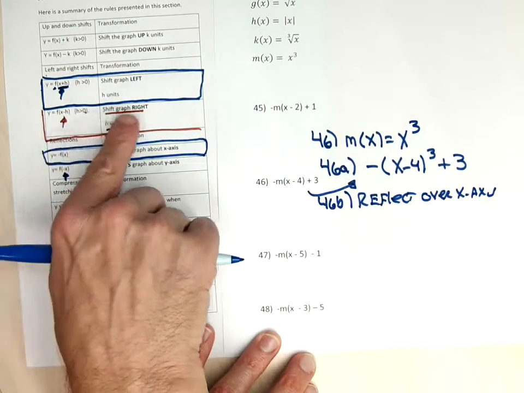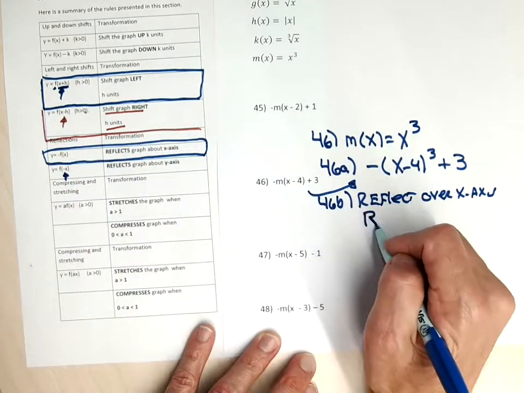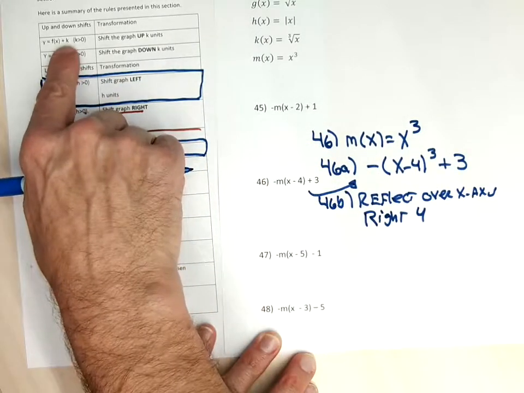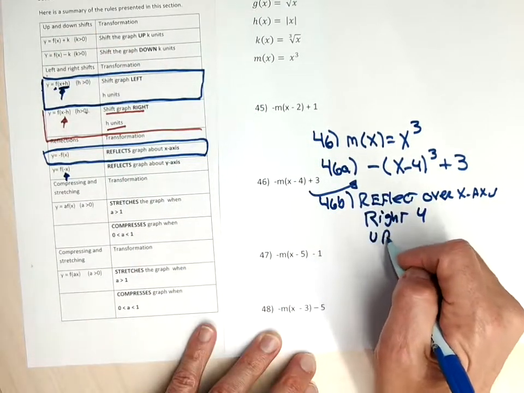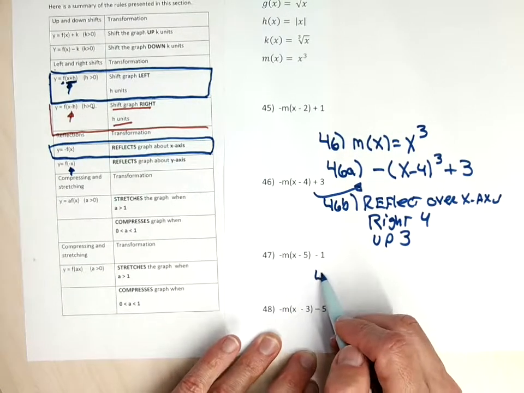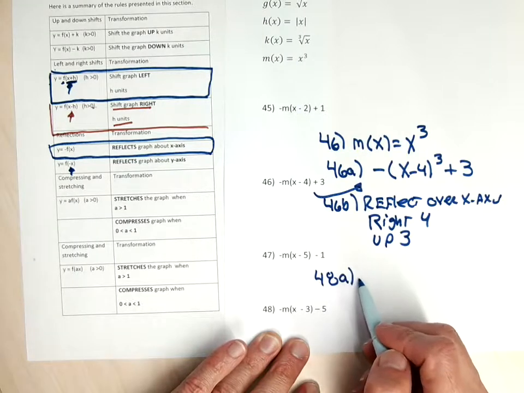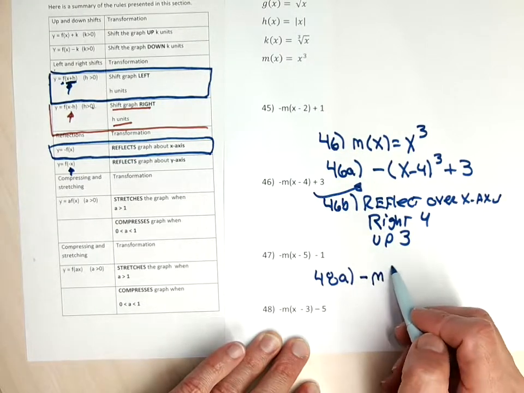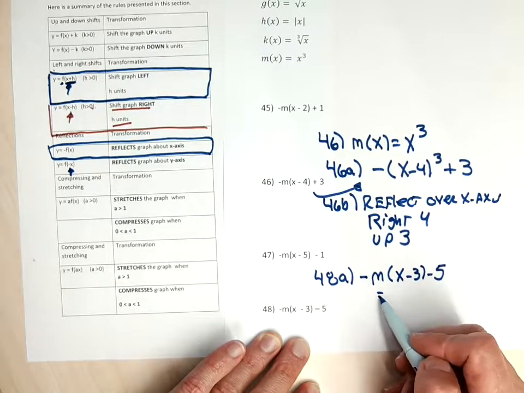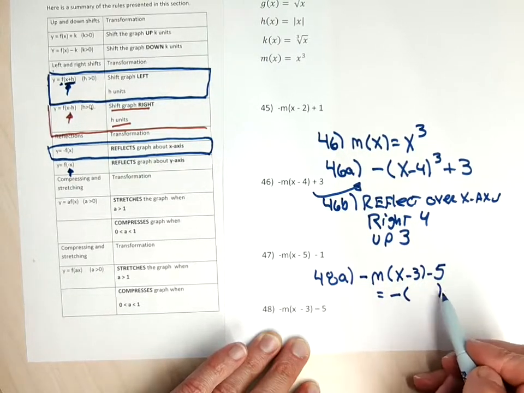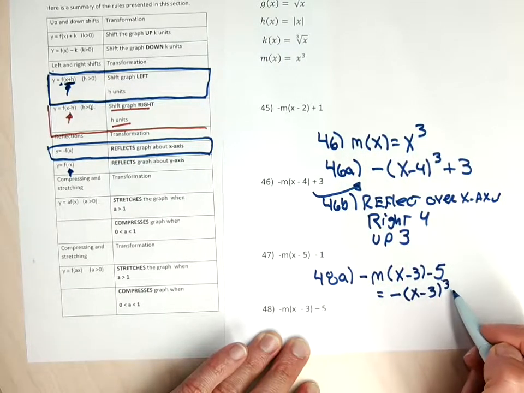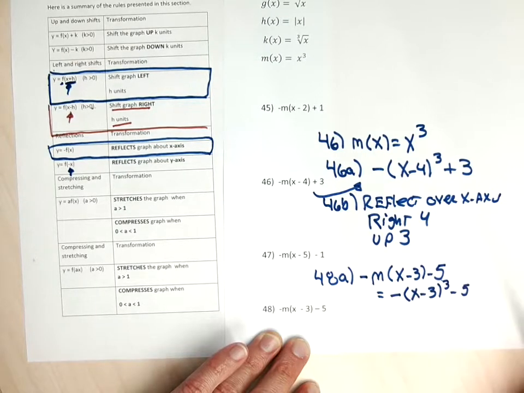Minuses inside parentheses move the graph right. And pluses outside after the function moves the graph up. 48 calls out the same function. 48a wants me to find the function negative m of x minus 3 minus 5. To do that, I'll write a negative sign. I need an x minus 3 inside parentheses with the cube out front, and the minus 5 goes afterwards.